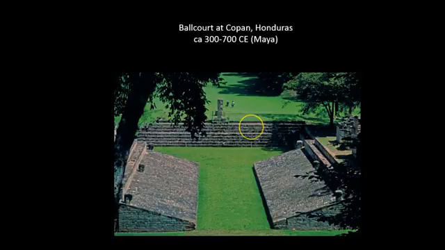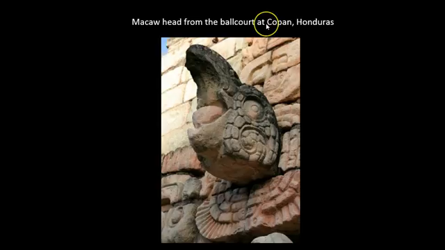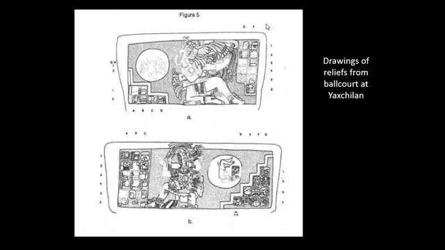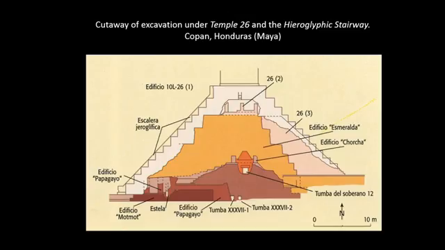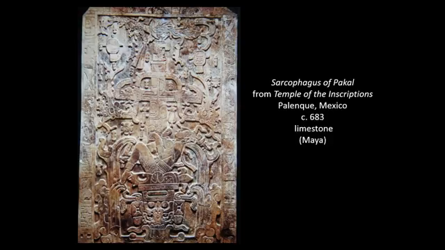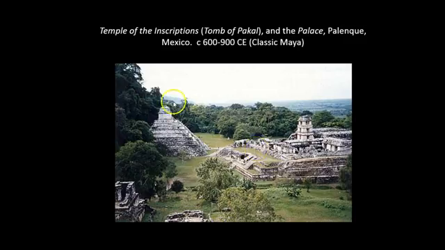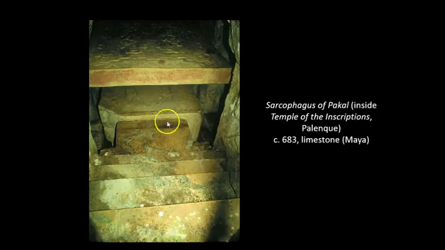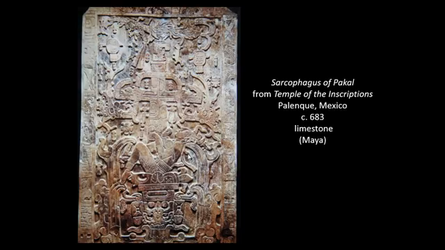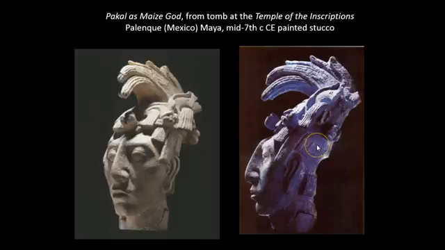Pakal, whose tomb and tomb goods at Palenque are some of the best preserved and most beautiful classic Mayan artworks, depicts himself as a maize god. Let's see if I can find that image real quick. So here we have the tomb of Pakal. Here's the sarcophagus and the lid underneath his great pyramid temple of the inscriptions, which is also the tomb of Pakal. And there you can see another view of the sarcophagus.